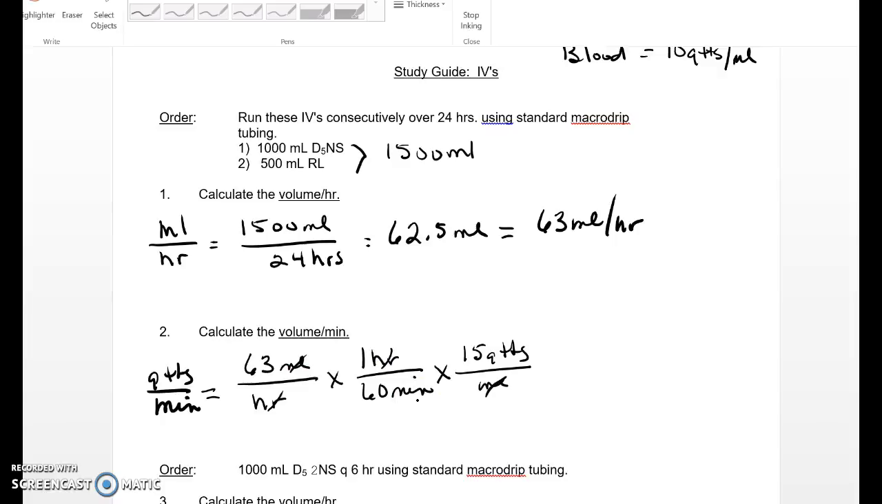Now let's reduce this down so we don't have so much to deal with here. So I know that 15 will go into 60 4 times, right? So now we end up with 63 divided by 4, which equals 15.6 or 16 drops per minute.